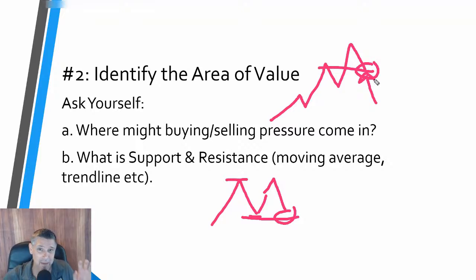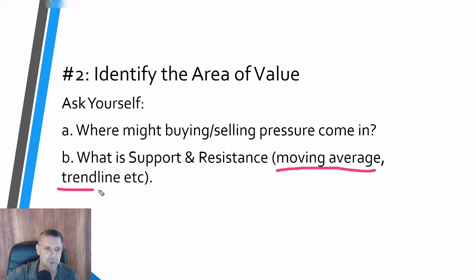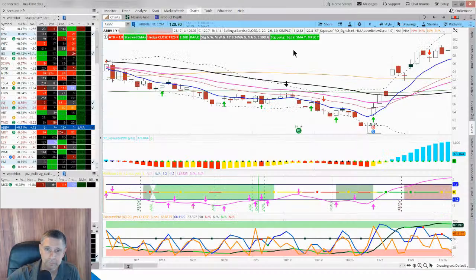And it's the opposite if it's in a downtrend. So if we're in a downtrend, right here, we're looking for resistance or areas of value where selling pressure might come in. Now, if you notice here on my slide, you can use a lot of stuff. You can use highs and lows to identify support and resistance, moving averages, trend lines, all that good stuff. So let's go take a look at a couple of charts and see if we can identify areas of value.